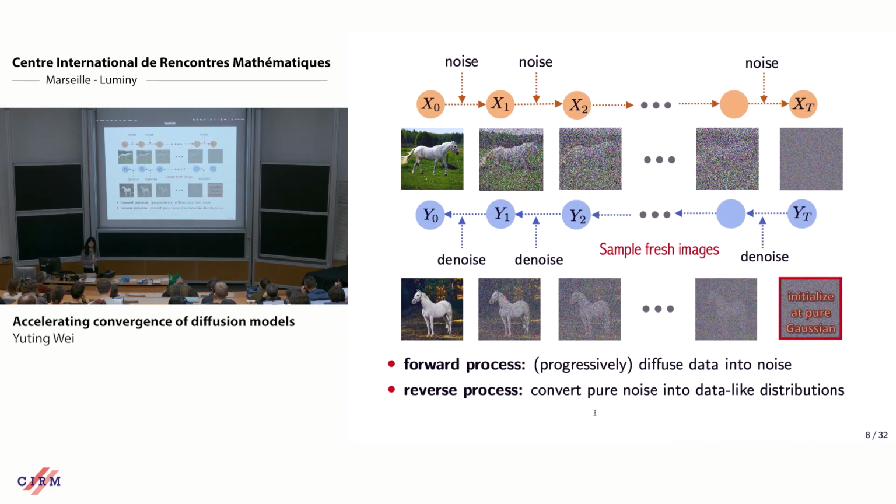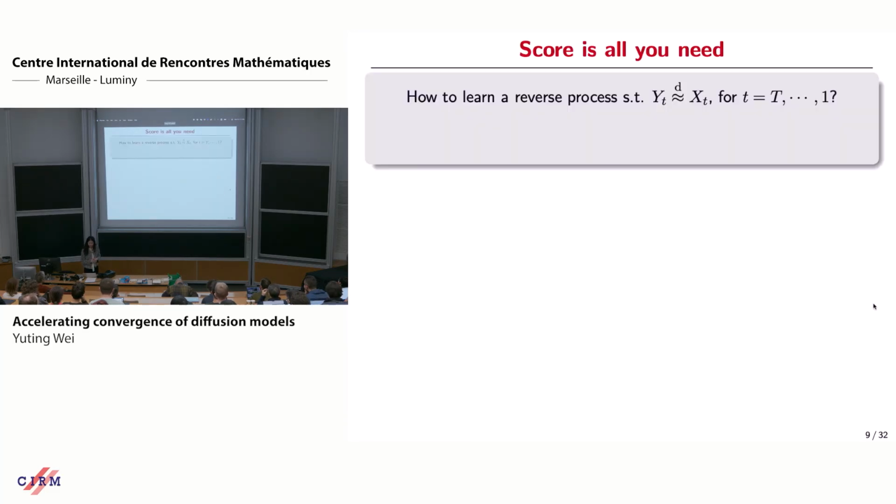Okay, and what's tricky is the reverse process. So the reverse process goes from the pure Gaussian noise, and you want to gradually convert from a pure noise to your signal, which in this case is an image of a horse. So it turns out that there are many feasible strategies to do that, as long as you have a feasible estimate of your score function.